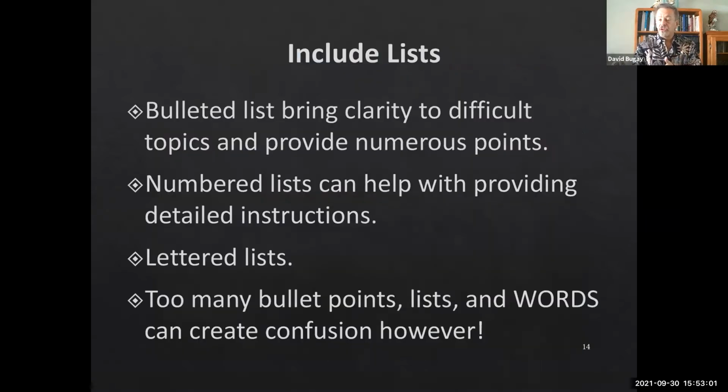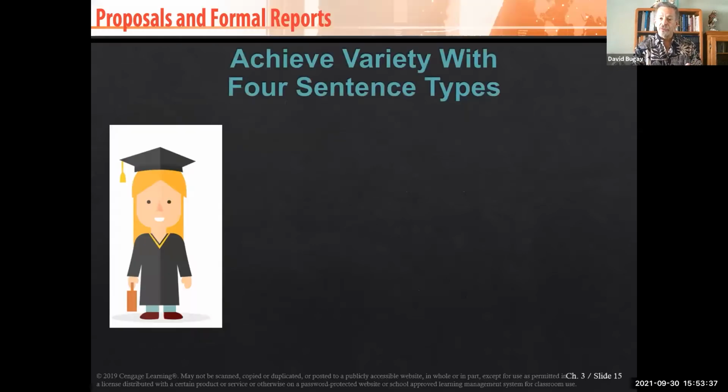Here are some of the basics you've already heard about and learned. Bulleted lists bring clarity to difficult topics. Number lists can provide detailed instructions in sequential order. They really help an awful lot if you're telling somebody what to do. Letter lists help a lot, but too many bullet points, too many lists, and too many words can create confusion. So make certain that when you sit down and write a paper, you have nice white space available. Don't cram things in and don't confuse the reader. Make them comfortable reading the report, not jam so much stuff into it that their eyes are darting all over the place on the paper.